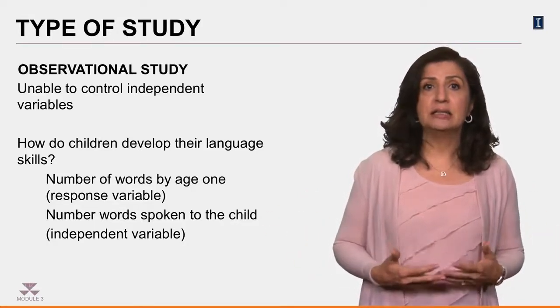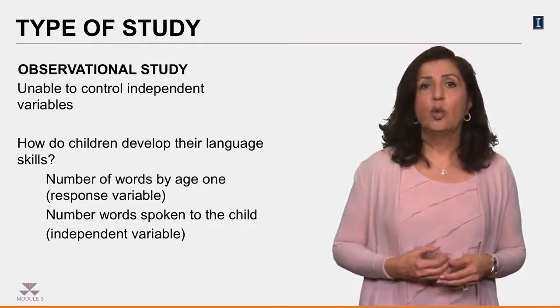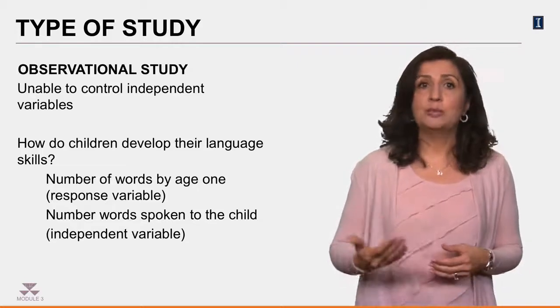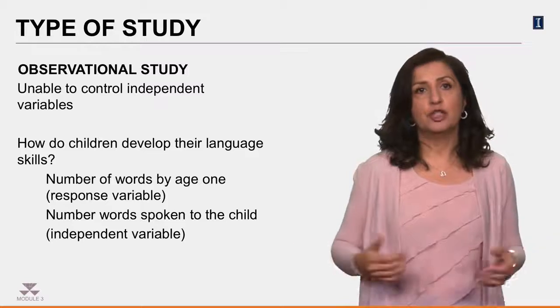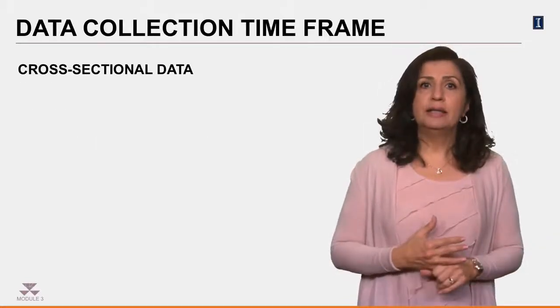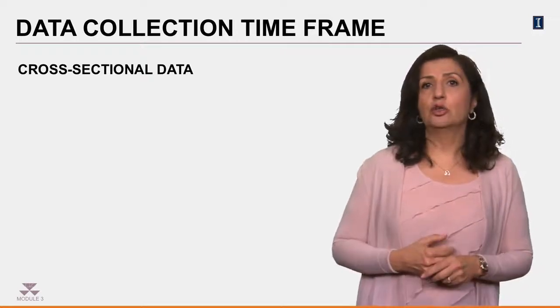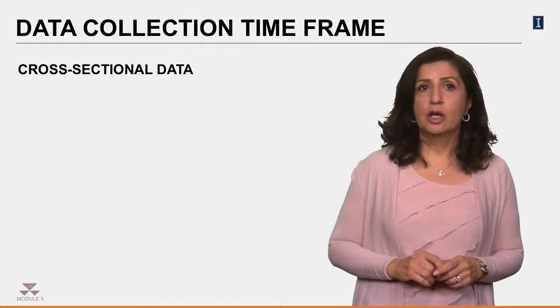Studies such as this are only conducted as observational studies, where the participants will simply self-report how much they spoke to their babies and how many words the baby could speak by age 1. Once you have identified the response variable and independent variable, now you can start collecting the data. Here again, you have more than one choice.